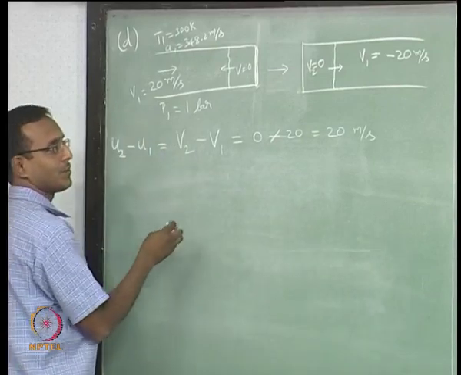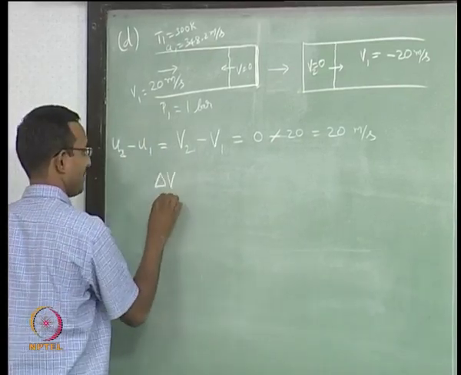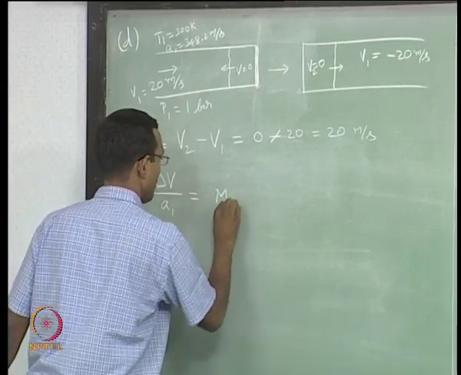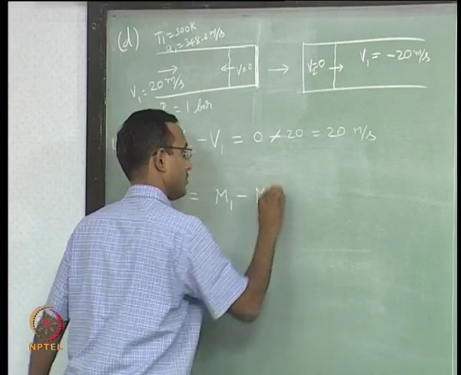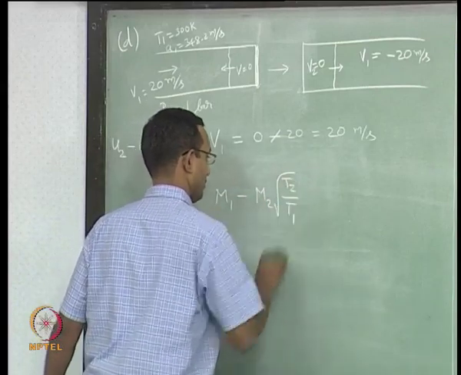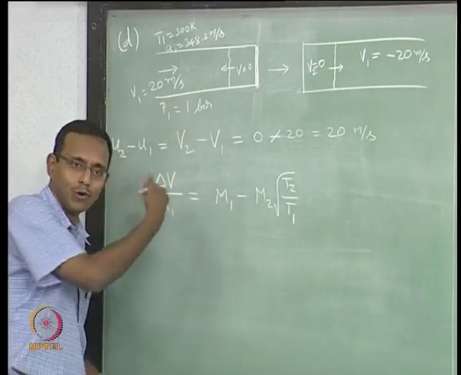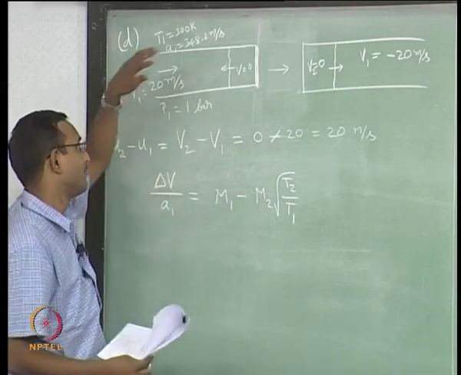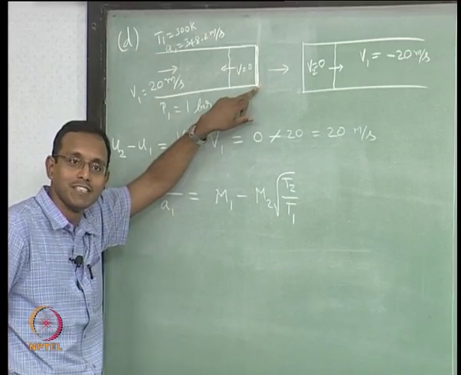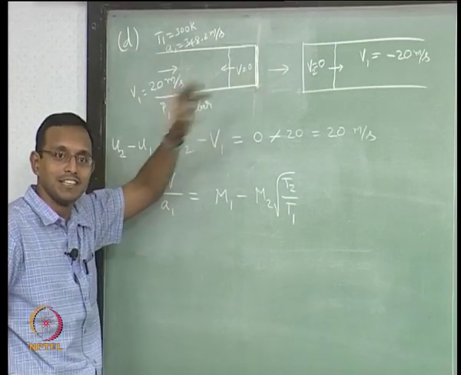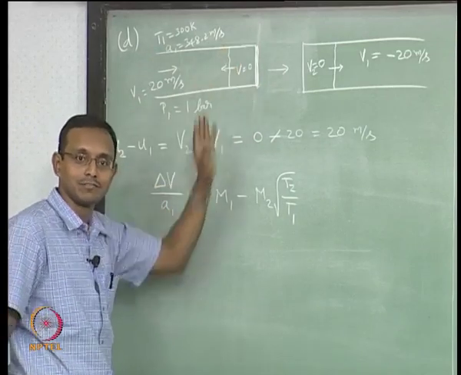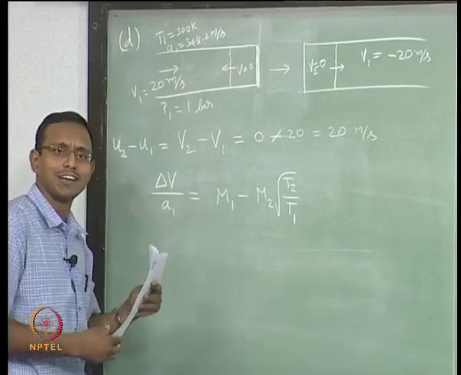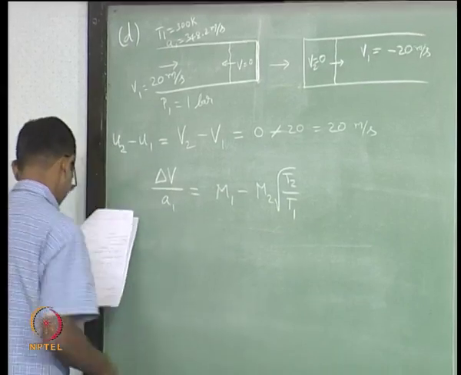From the previous time we wrote this, delta V by A1 is equal to M1 minus M2 times square root of T2 by T1. I can use this directly, I do not want to derive this whole thing for you. Okay, it is the same problem as before, except we gave a new dimension to the problem. We said it is an unsteady problem, suddenly there is a wall that appeared in the duct. After that the problem is exactly the same, so I will cut short and finish it off in these 2 minutes left.